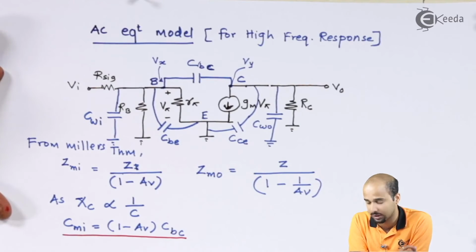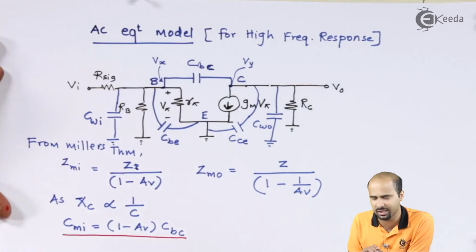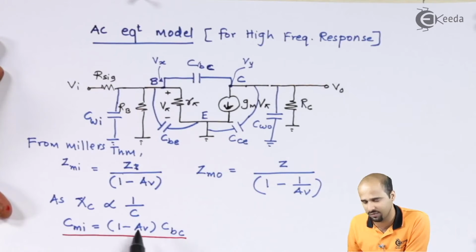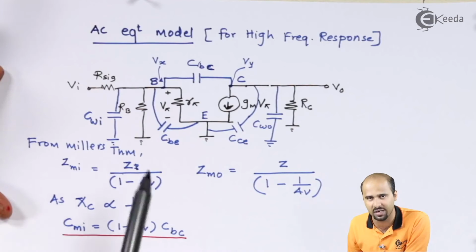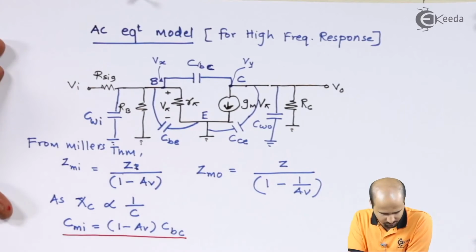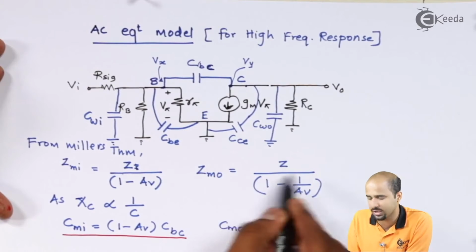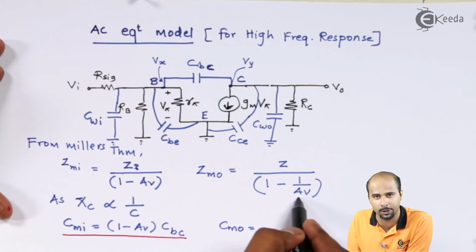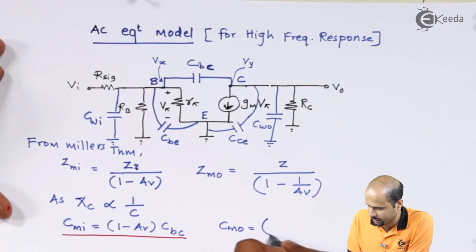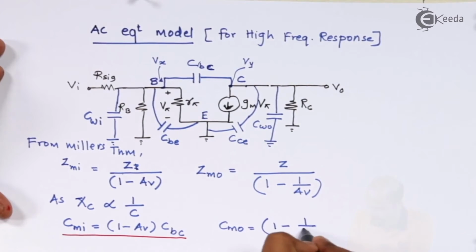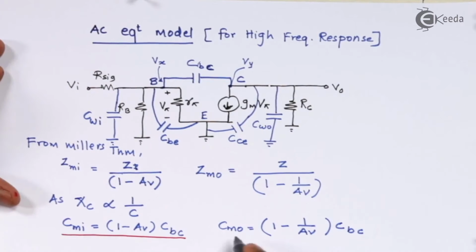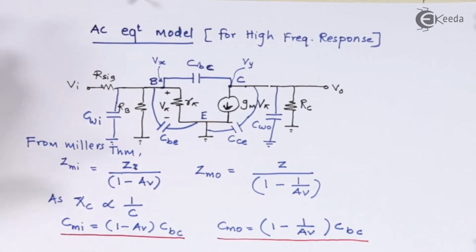To convert this value of CBC to the input side, under consideration of AV, where AV is nothing but Vy divided by Vx. Next, for CMO, we don't have to consider this particular factor at the denominator; we have to consider it in the numerator itself. So we'll say that it is 1 minus 1 upon AV into CBC. These two values are very important as far as input and output capacitances are concerned.